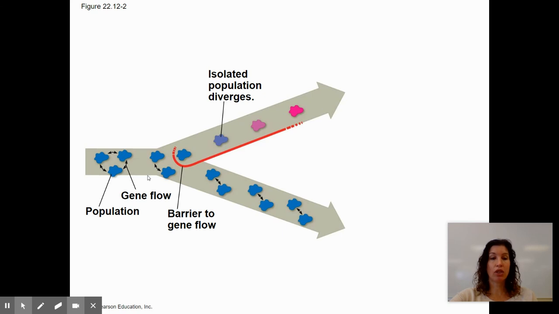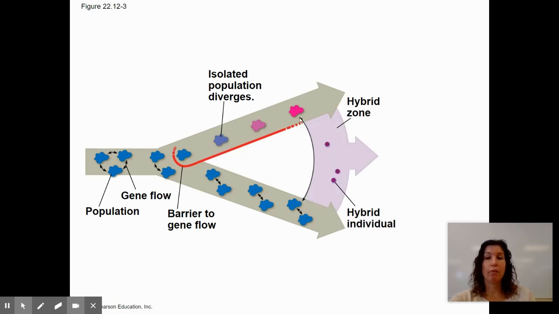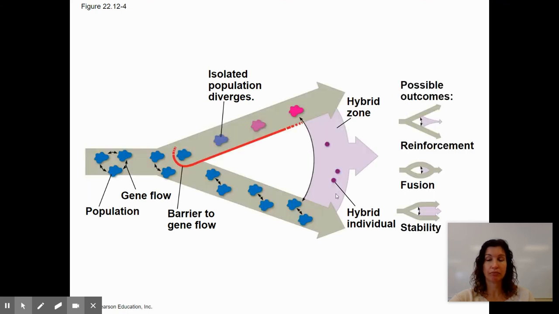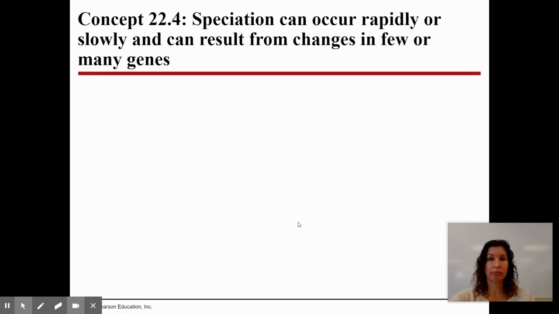So here we have a population where gene flow is occurring, and then an isolated population diverges, and then we have 2 populations that develop into two separate species. And then between these two is the hybrid zone. And again, the possible outcomes are reinforcement, where the two parent populations are maintained, fusion, where those two parent populations actually become one population, and stability, where we're just kind of maintaining the parent populations, and then a few hybrids are produced.